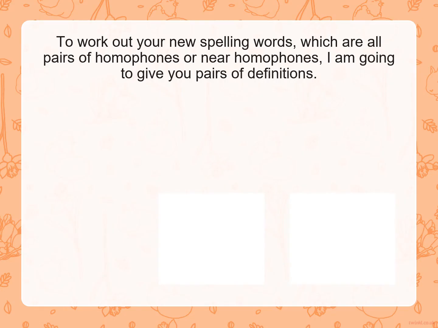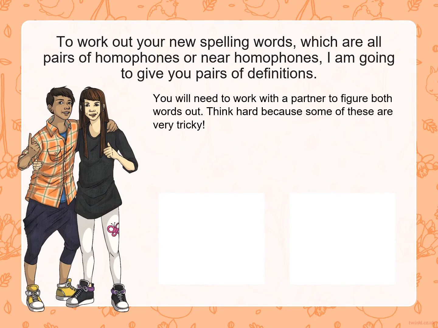To work out your new spelling words, which are all pairs of homophones or near homophones, I'm going to give you pairs of definitions. Remember, a definition is just what the word means. We find definitions in dictionaries for words that we don't understand. So you'll need to work with a partner to figure both words out. Think hard because some of these are very tricky. If you are working from home, you could talk to an adult or you can just jot them down and try yourself as we work through the different words.